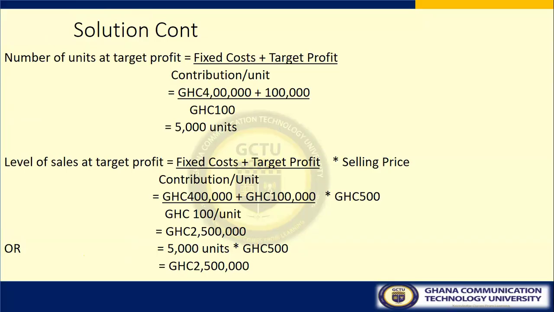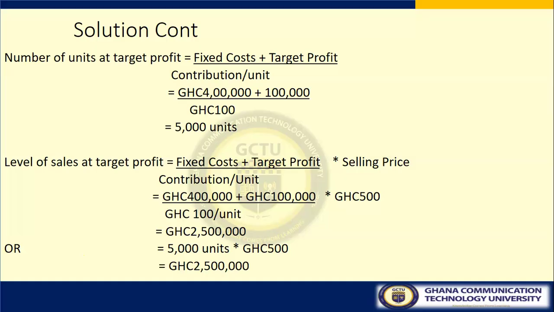The next question, we're asked to find the target profit. The formula for finding the target profit is fixed cost plus target profit divided by contribution per unit. Please take note that this type of topic involves formulas. You are supposed to know them, and I don't think they are difficult, so that you can apply them, because you have a question under this for the end of term.